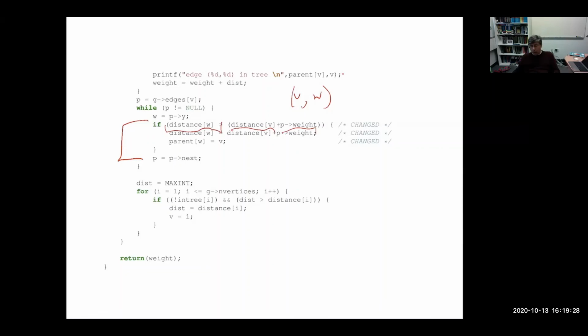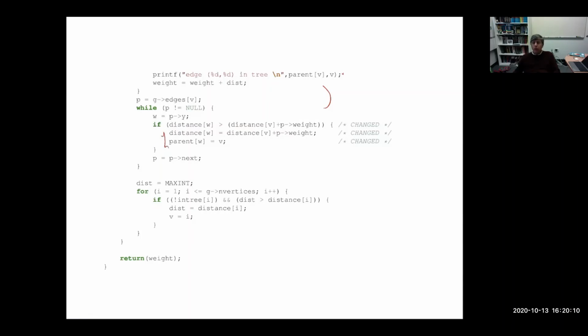If the best way I know of to get to W costs 10, but the distance to get to V is 7, and the weight of an edge from V to W is 2, I have discovered a cheaper way of getting there. And this is the only difference: if the distance to W is greater than the distance to V plus the weight of the new edge, then I've discovered a new way of getting there. And that I've got to update.